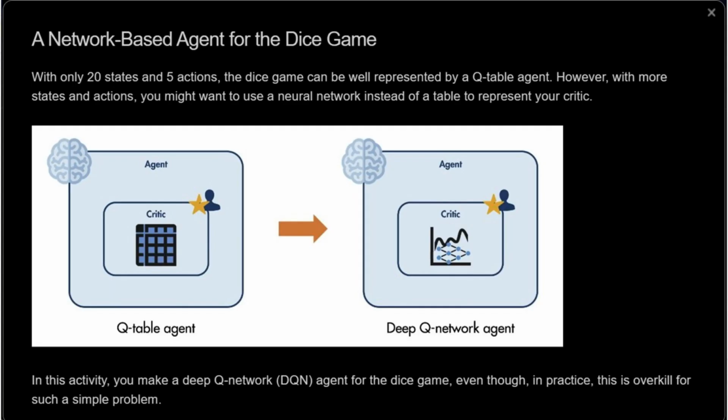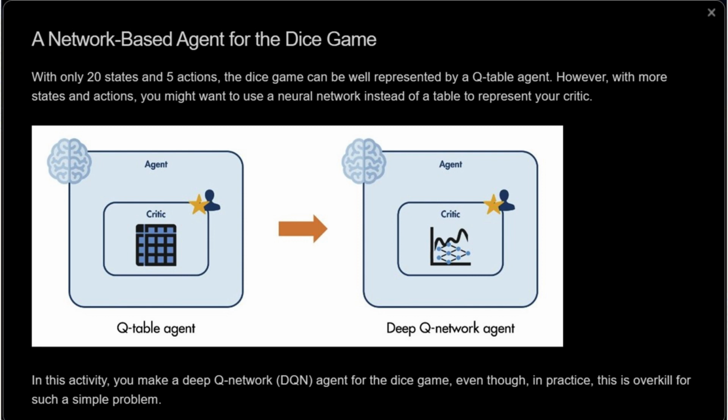A network-based agent for the dash game. With only 20 states and 5 actions, the dash game can be well represented by a Q-table agent. However, with more states and actions, you might want to use a neural network instead of a table to represent your critic. As shown in the figure, the Q-table agent is replaced by a deep Q network agent.